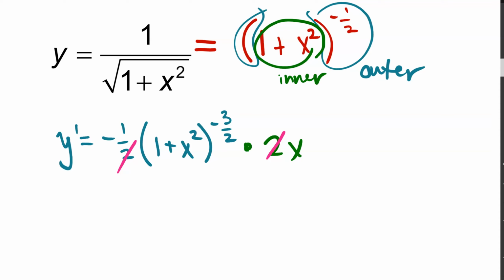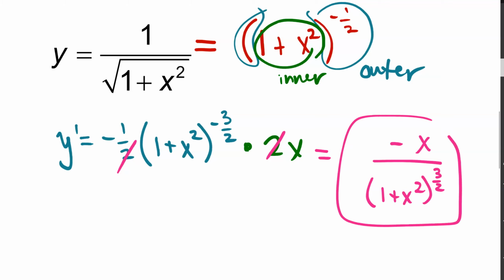So we did outer derivative times inner derivative. So it's literally just going to be negative x over 1 plus x squared to the 3/2. See how beautiful this is? You're actually starting to get it because we're going through multiple problems, and then you can get it better on your homework.